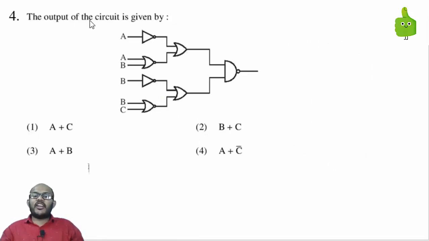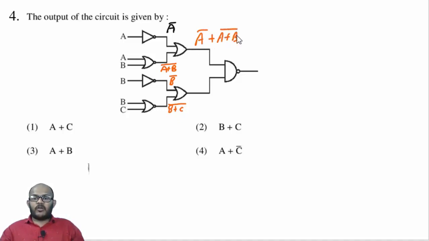Moving on to the fourth question, the output of the circuit is given by. The output of a NOT gate, when the input is A, will be A bar. Similarly, here you will be getting A plus B the whole bar. Here you will be getting B bar. Here you will be getting B plus C the whole bar. Now the output of an OR gate will be A bar plus A plus B the whole bar.